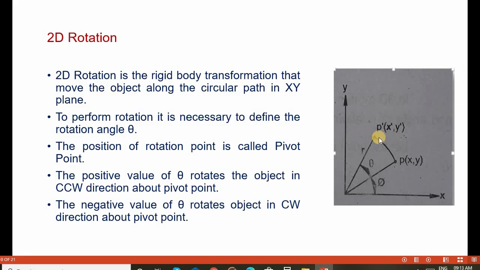The figure shows that P is the original point with coordinates x and y. The fixed point about which the rotation takes place is called the pivot point. The object is rotated with respect to the angle theta, and we get the new object P dash, with x dash and y dash. The object has been rotated into a new position, with coordinates x dash in the x-axis and y dash in the y-axis. So by adding theta, we get the new rotated object.